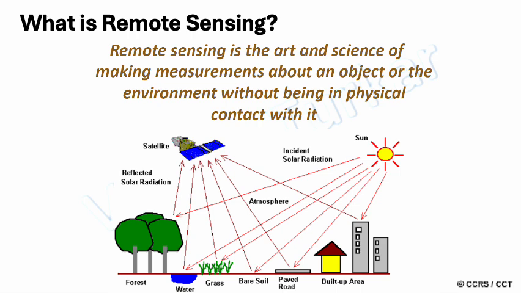The figure here shows different targets on the Earth's surface like grass, water bodies, forest, trees, bare soil, roads, buildings, etc. The sun is acting as a source of energy. The solar radiation is reflected by the objects on the Earth's surface, which is received and processed by the satellite.